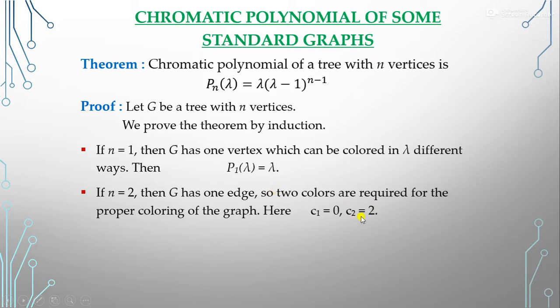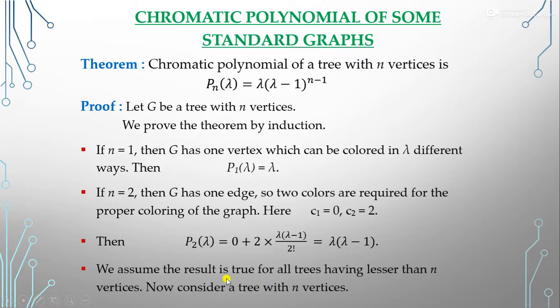And C2, what is C2? C2 is 2 factorial, it means 2. Then what will be our P2 of lambda? If n is equal to 2, our chromatic polynomial P2 of lambda will be C1 lambda C1, where C1 is 0, plus C2 lambda C2, where C2 is 2, and lambda C2 becomes lambda, lambda minus 1 upon factorial 2. When we solve it, we get lambda, lambda minus 1.